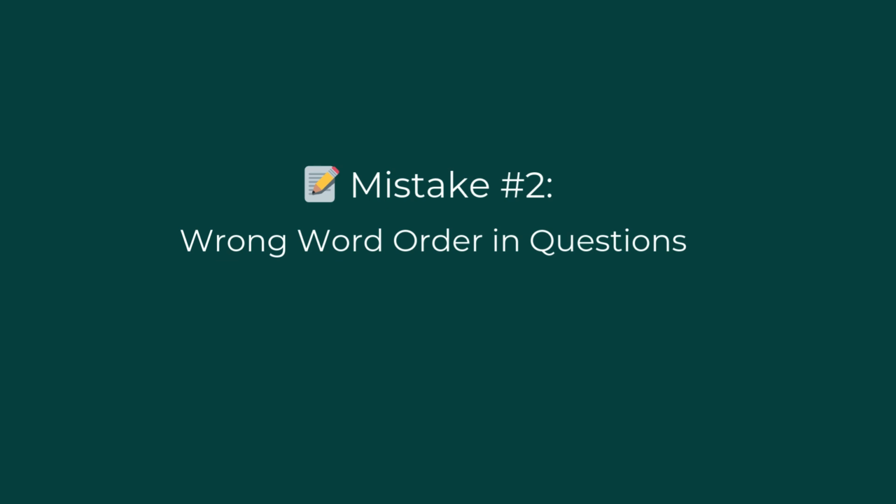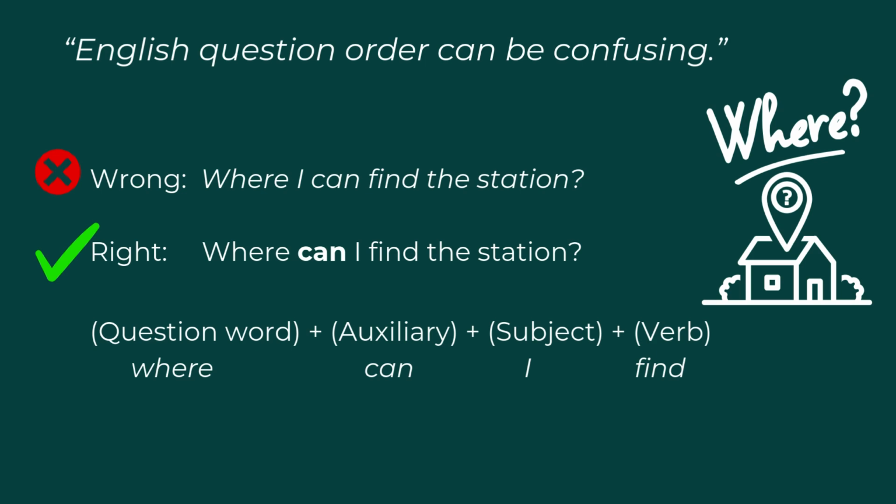Mistake 2. Wrong word order in questions. English question order can be confusing. Wrong: Where I can find the station? Right: Where can I find the station? We use this pattern: question word, where; auxiliary, can; subject, I; and verb, find. Where can I find the station?